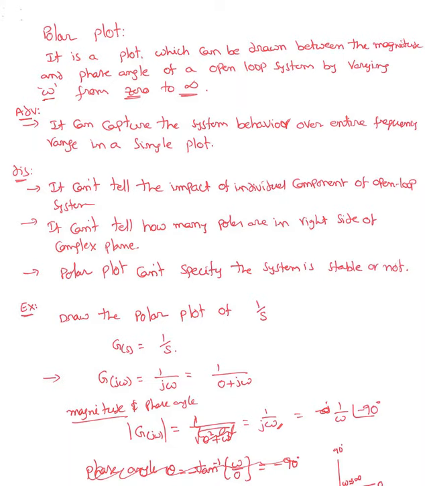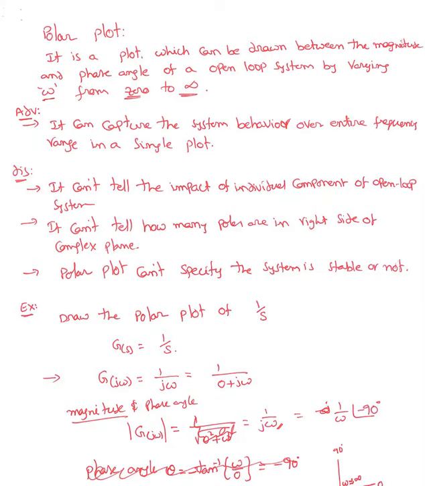So it tells us the system behavior. So we can find out system behavior by using the polar plot. So that's the main advantage. When it comes to disadvantages, it cannot tell the impact of the individual components of an open loop system. If you remember, in Bode plot, we draw the individual lines. Here we cannot do that by using this polar plot.